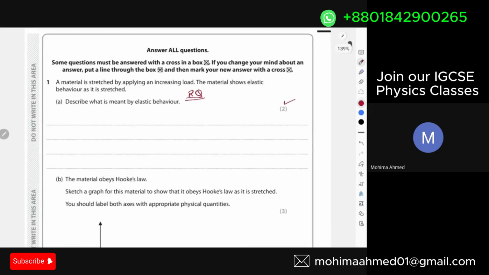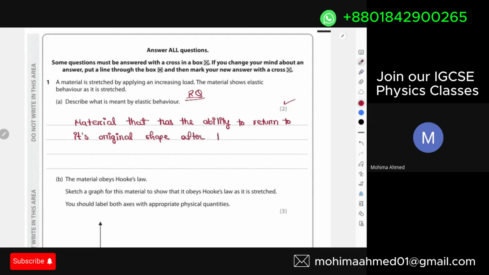So I'll write down the answer: material that has the ability to return to its original shape after the applied force is removed.